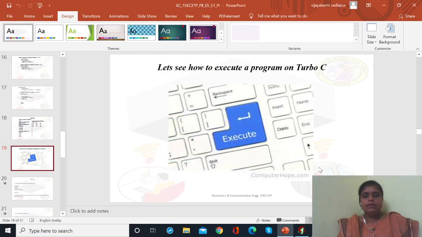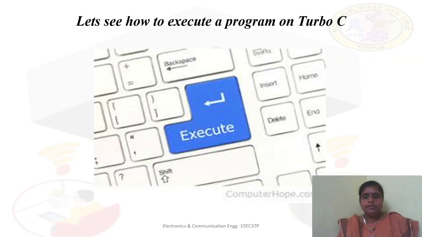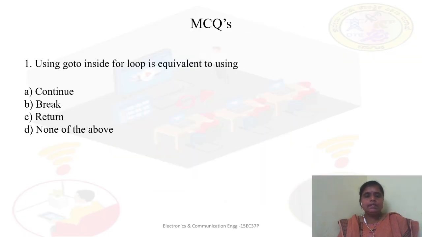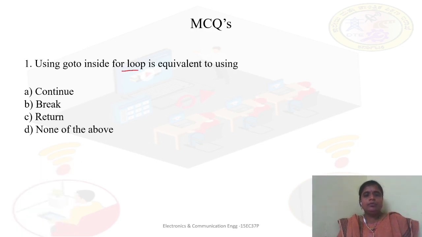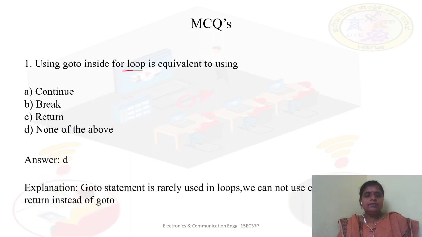Okay, so once we are done with the execution of the program, now let me go through some simple, interesting MCQs. The first question here is: using goto inside the for loop is equivalent to continue, break, return, or none of the above. If I use a goto statement in your for loop, it is equivalent to using what? It is equivalent to none, because goto cannot be used inside your for loops. Instead you can use the continue statement or the break statement.